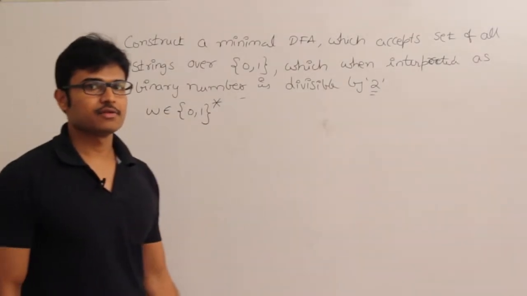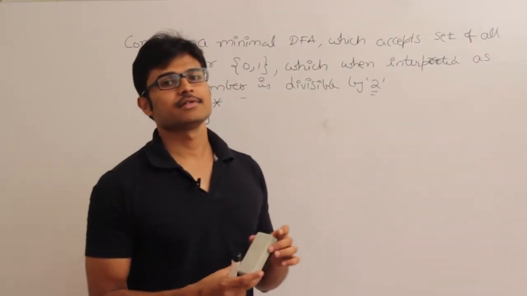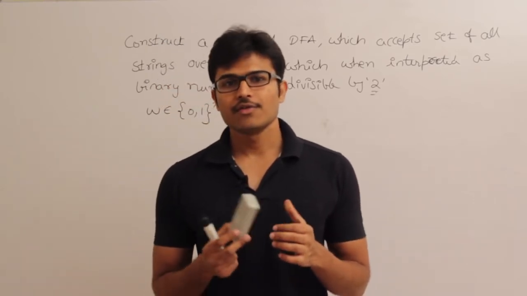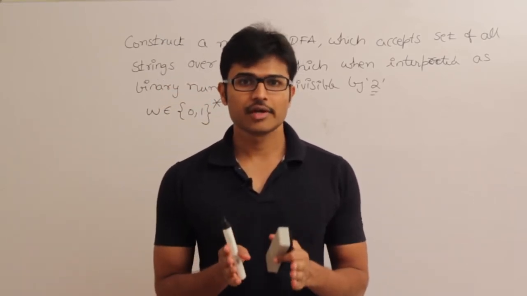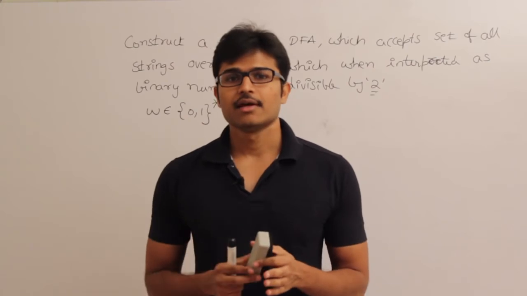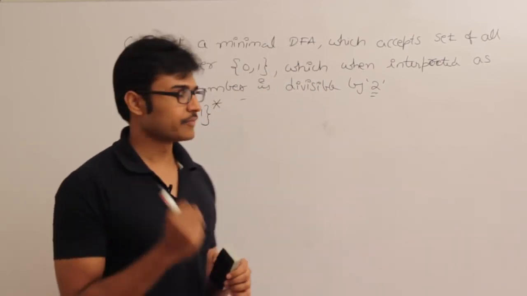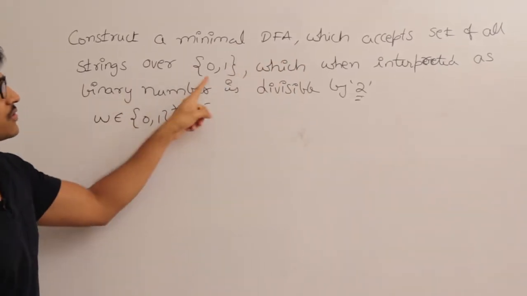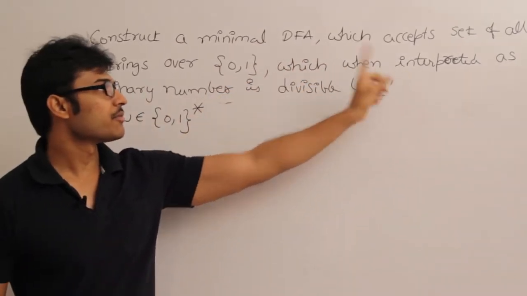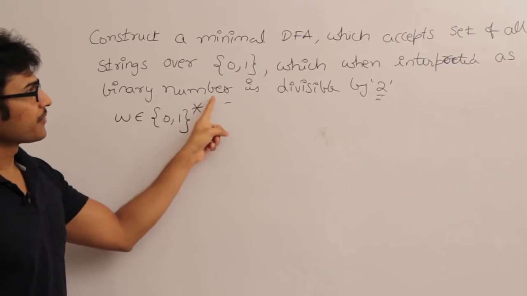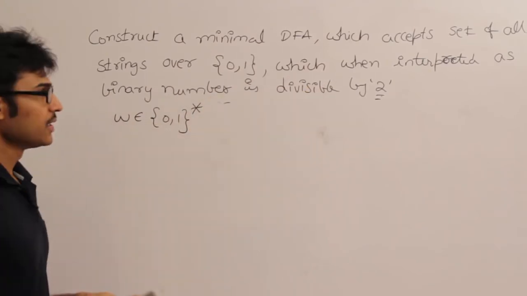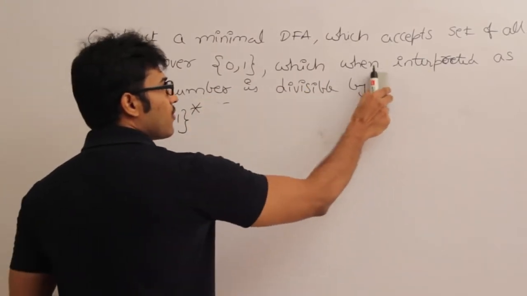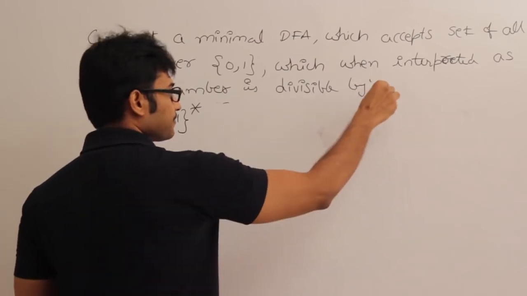So in the previous question we have seen all the binary numbers which should be divisible by 2. Now we shall extend this question. Again we are looking at binary numbers, but here the number should be divisible by 3. So the question is, construct a minimal DFA which accepts the set of all strings over 0, 1 which, when interpreted as a binary number, is divisible by 3. So instead of 2, now we have to divide the number by 3.